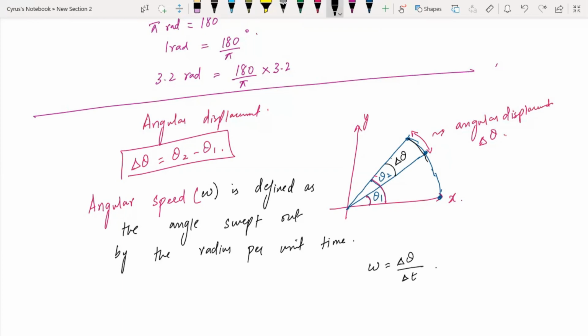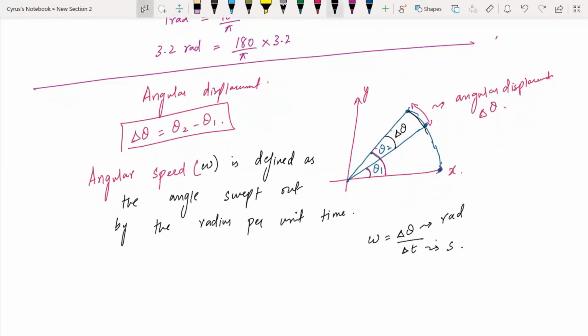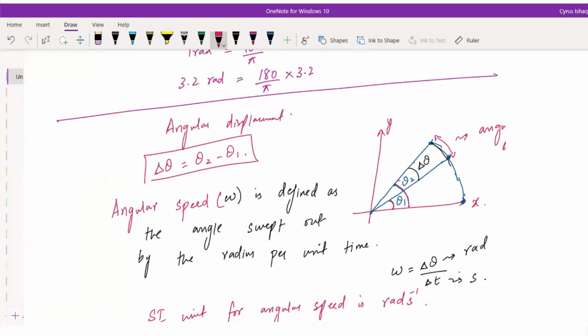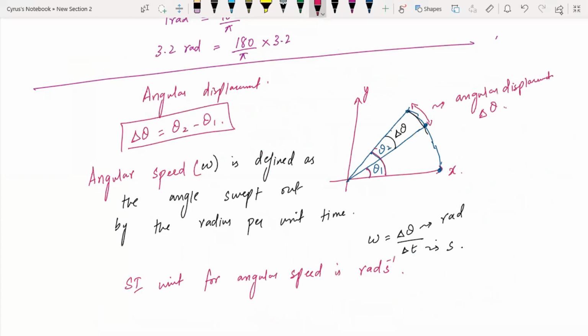जैसे एक स्पीड को हम डिस्टेंस ओवर टाइम करते हैं तो एंगुलर स्पीड को आप एंगुलर डिस्प्लेसमेंट ओवर टाइम करते हैं. This one is in radian, this one is in seconds. So what happens is that the SI unit for angular speed is what? Radian per second. It is the angular displacement over time that gives you the speed.